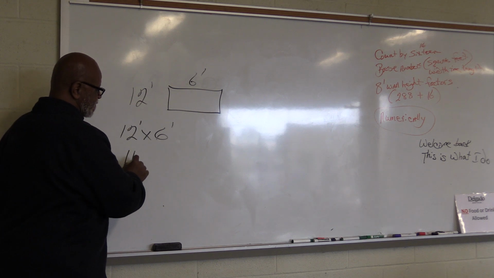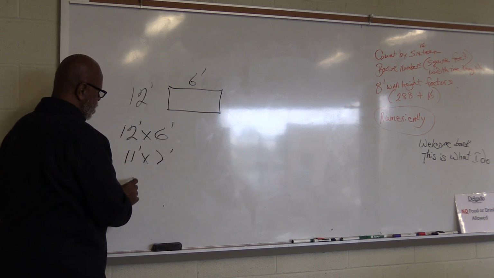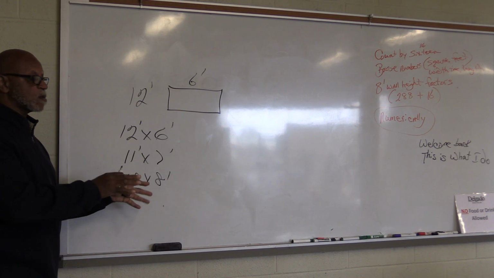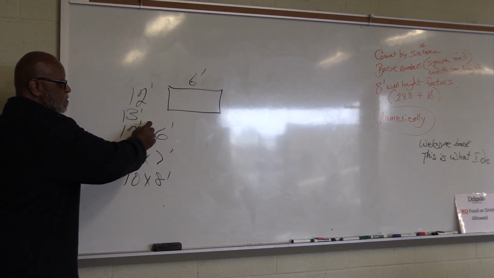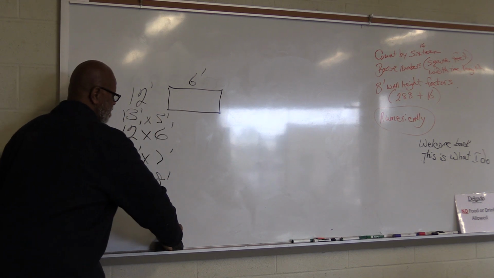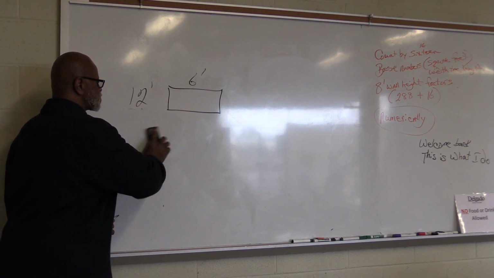We're going to look at 11, 7 feet. We're going to look at 10, which is 8 feet, and so forth and so on. So we can come up, this is 13 feet, this is 5 feet. So it's the width times the length. Now let's tackle one of them.